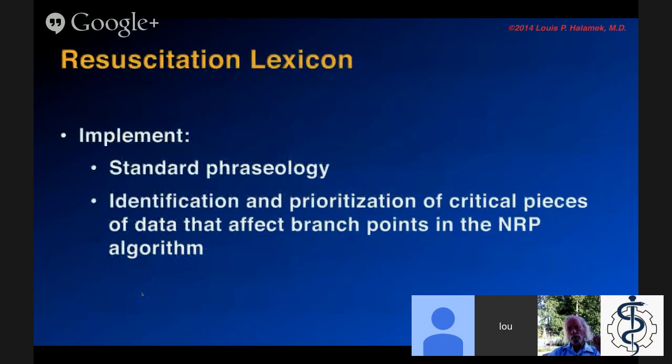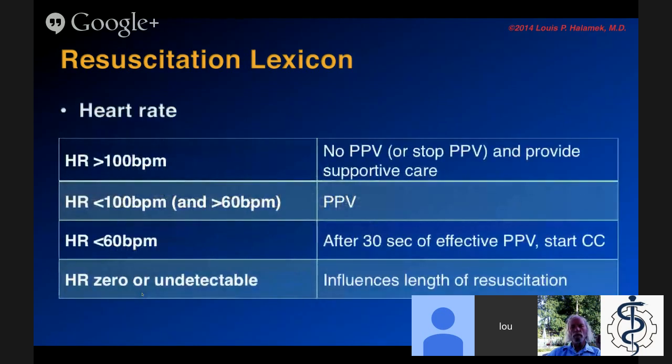So with the resuscitation lexicon that I had the nurses in this study use, I wanted to develop something that involved standard phraseology and identifying critical pieces of data that would affect how decisions were made in the NRP algorithm. So again, using techniques that I had drawn from the aviation industry. The first was in standardizing how people reported heart rate to one another. So in the real clinical environment currently, people often try to count the heart rate as exactly as possible. And this actually wastes a lot of time. People will try to be quite exact as far as is the heart rate 70 beats per minute or 80 beats per minute? Is it 100 beats per minute?